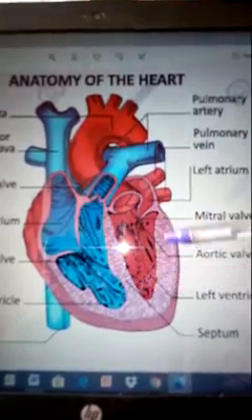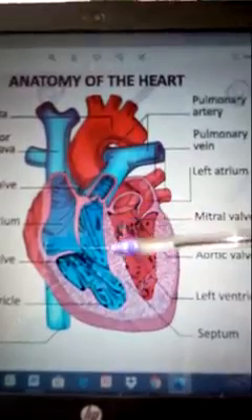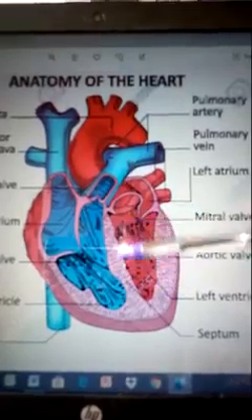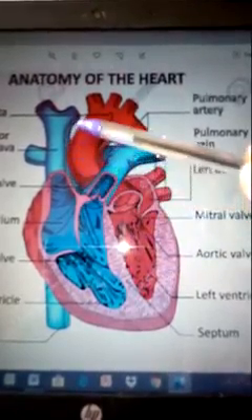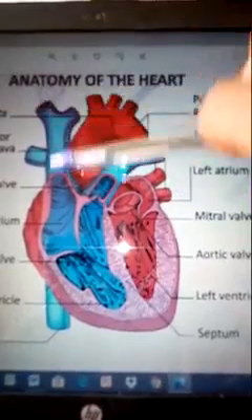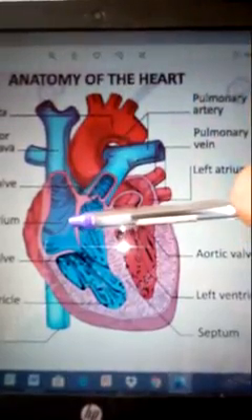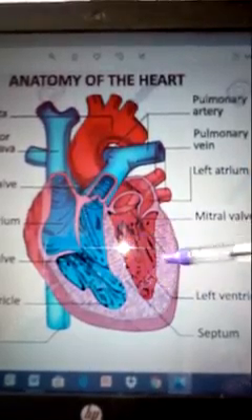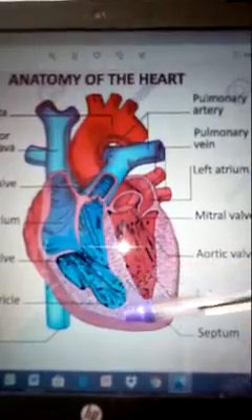Blood from the left ventricle will need a lot of force, a lot of pressure to move from the heart to all parts of the body and back to the heart. That is why this side of the heart is thicker than this side of the heart.